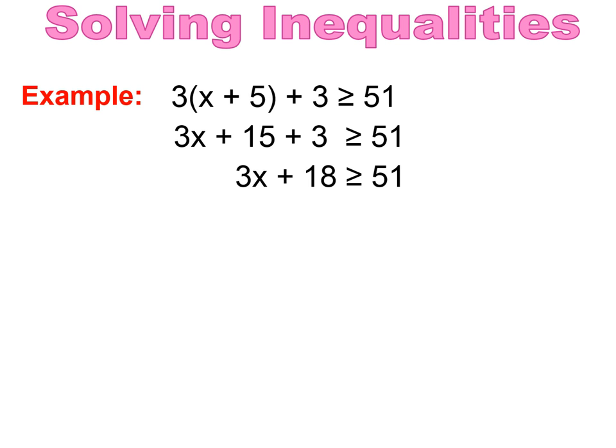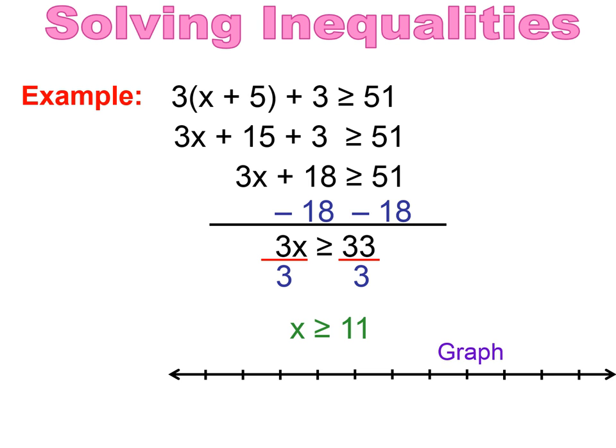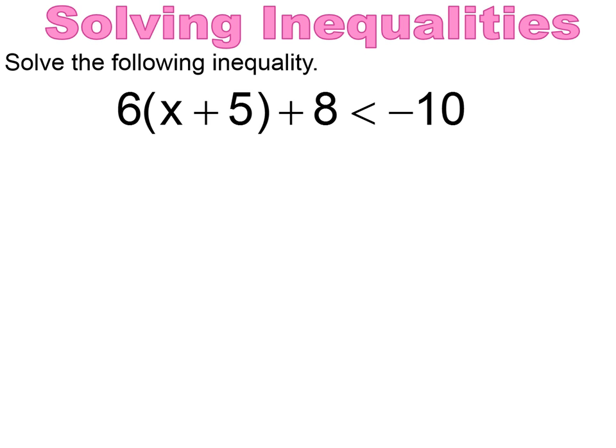Now I have that two-step inequality. I'm going to undo the addition or subtraction. So I'm going to subtract 18 from both sides, and now I'm going to divide. And always think of that rule. Am I dividing by a negative? No, therefore the inequality stays the same. And I get my solution is x is greater than or equal to 11. And I'm going to graph the solution. I'm going to have a closed circle, and I'm shading to the right. Pause and try.